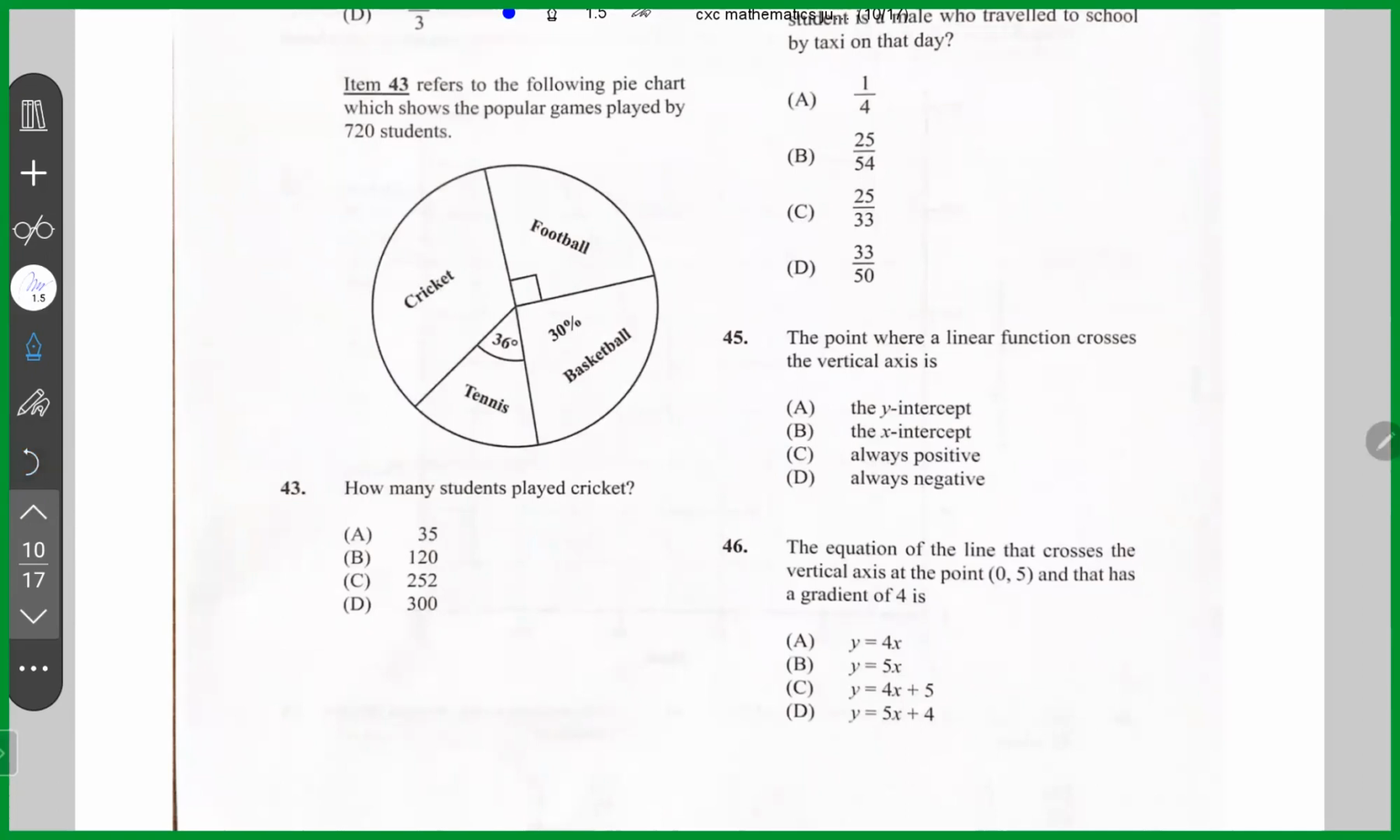you want to make it more straightforward, 180 minus 36 for cricket, which is what, 144? 144 degrees. So cricket again, 144 out of 360 times 720. 72 into this is 2, 72 into this is 5. 5, 1, 1 remainder 2, 4 remainder 145.